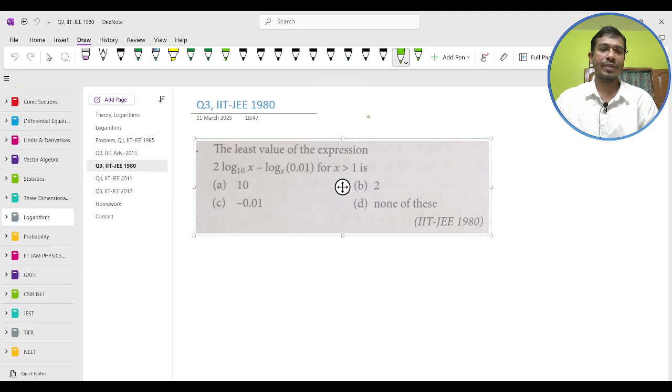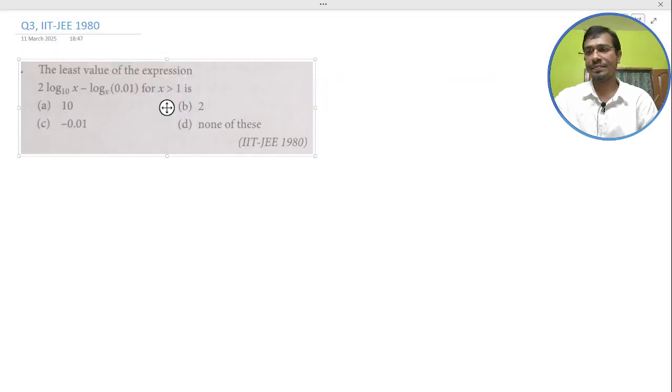Next question, question number 3. Basically this came in the IIT JEE 1980. The least value of the expression 2 log 10 to the base x minus log x to the base 0.01 for x greater than 1 is what? This is an important question.